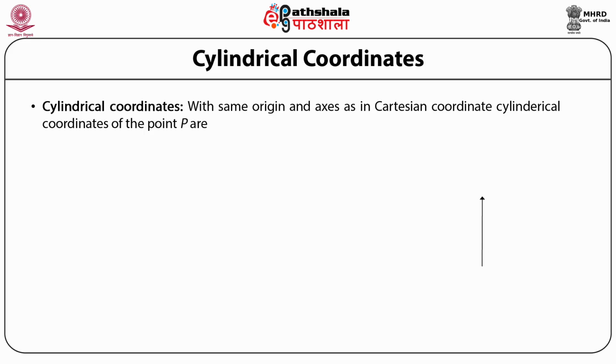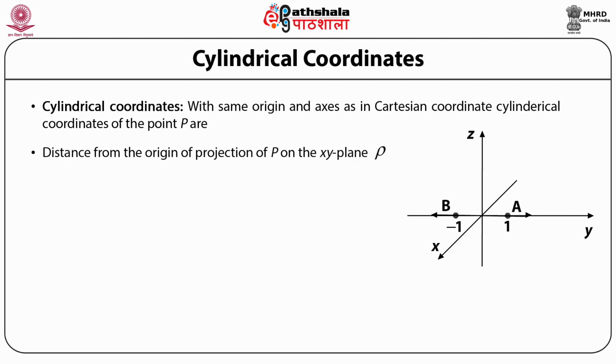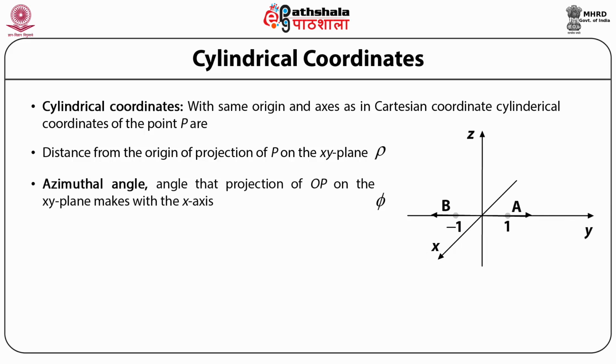So here again we choose the same origin and the axes as in the Cartesian coordinate system, and the point P in the cylindrical coordinate system will have the coordinates defined by rho, phi and z, where rho is the distance from the origin of the projection of point P on the xy plane, phi is the azimuthal angle that the projection of OP on the xy plane makes with the x-axis, and z is the distance along the z-axis of the point P.